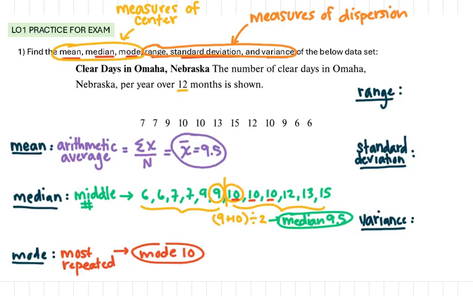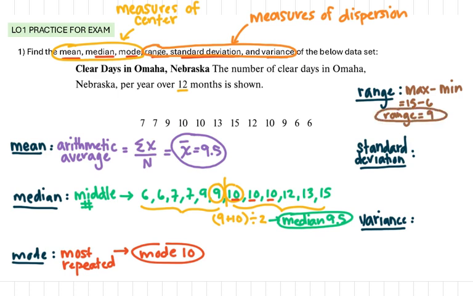Now we'll talk about the measures of dispersion, which are different ways to measure how spread out the data is. The first measurement is called the range, where you just take the maximum value of the raw data and subtract the minimum value of the raw data. So in this example, the maximum is 15, the minimum is 6, and so we would say the range is 15 minus 6, which is 9.